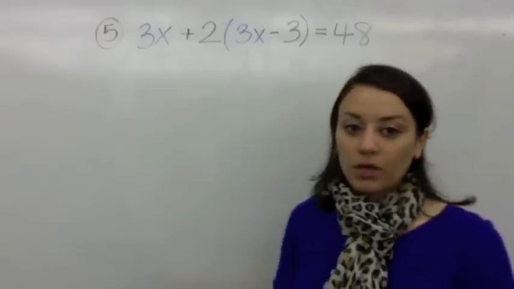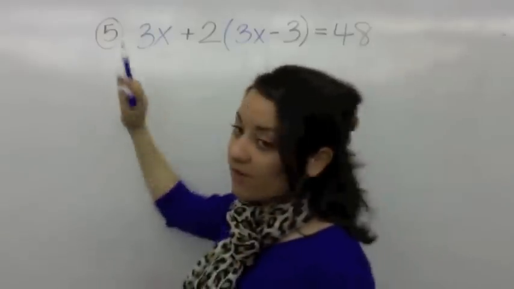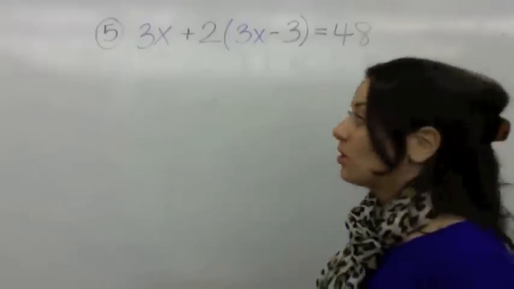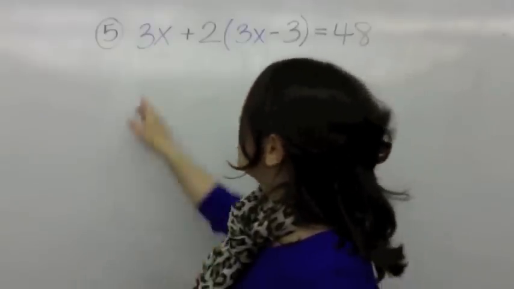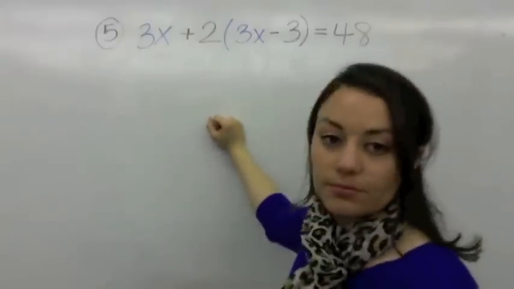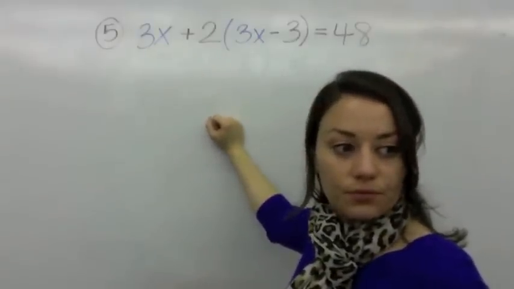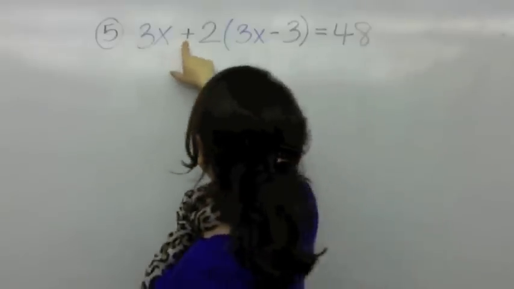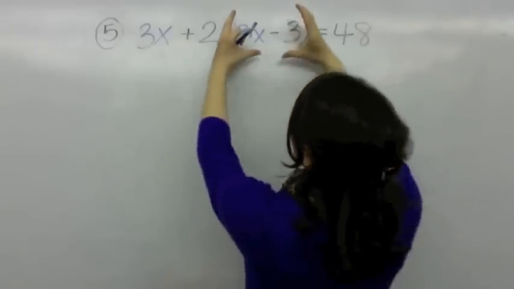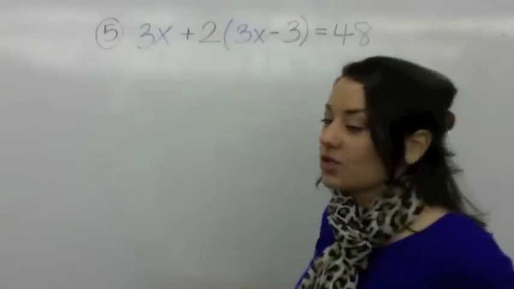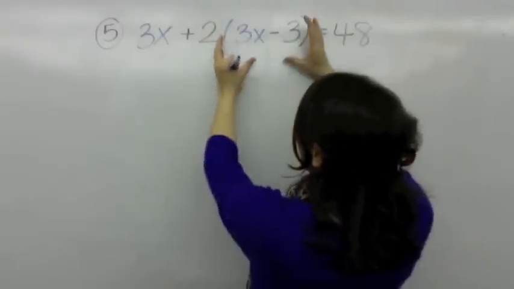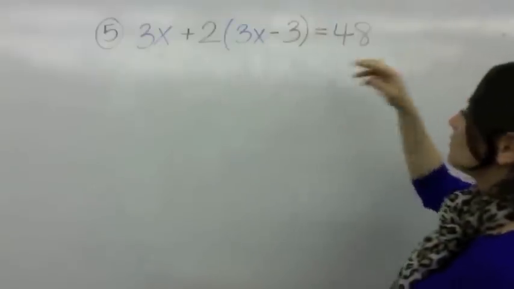Okay, we're going to do one more example. We're going to do number 5 on your classwork today. So go ahead, let's read this equation together. Say 3x plus... I'm waiting. Okay, let's try that again. 2 times the quantity of 3x minus 3 equals 48.